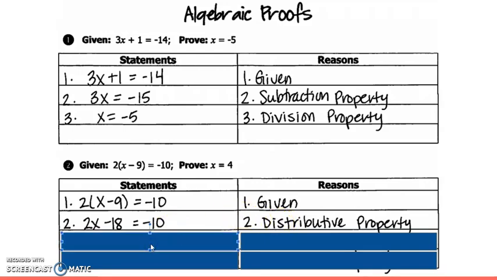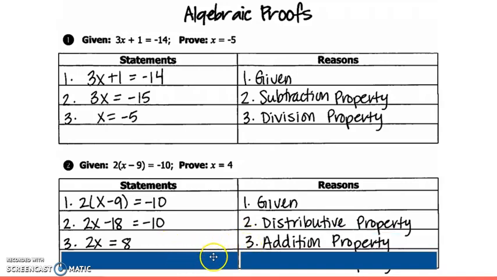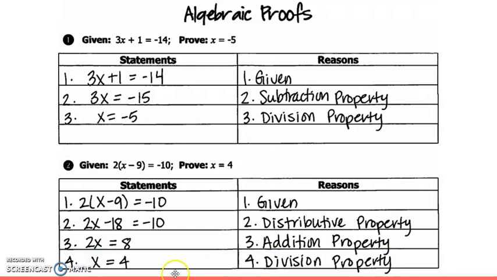To solve next, we're going to add 18 to both sides. So we're using that addition property. And then we're going to use our division property to get x equals 4. I always want to make sure that my last statement is my proof statement, so I know that I'm done.